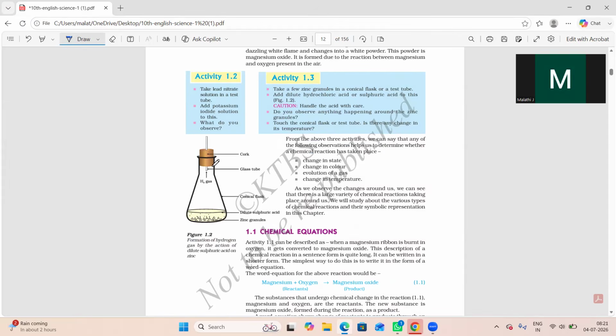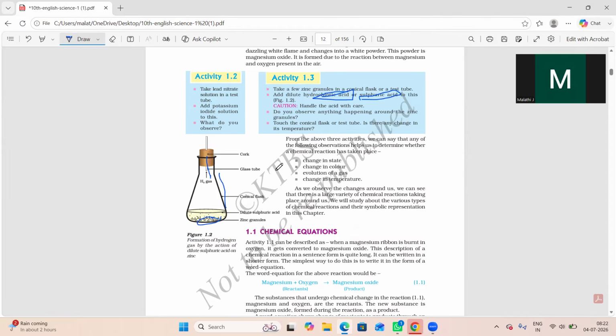Then take some zinc granules in a conical flask. So this is a conical flask. Here, if you observe, some zinc granules you have to take in one conical flask. Then you have to put some HCl or sulfuric acid. Here it is HCl, or any one acid you can put onto the zinc granules. Now here you have zinc granules and sulfuric acid. Here you can observe the evolution of gas.